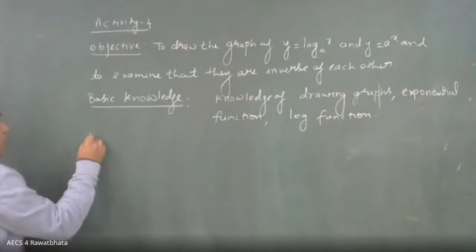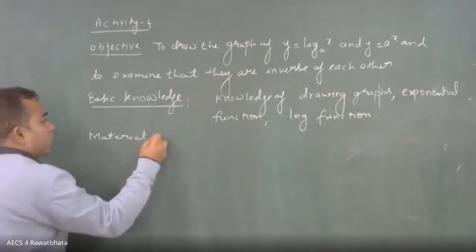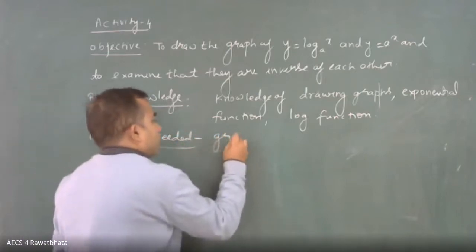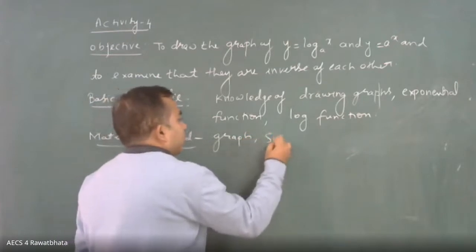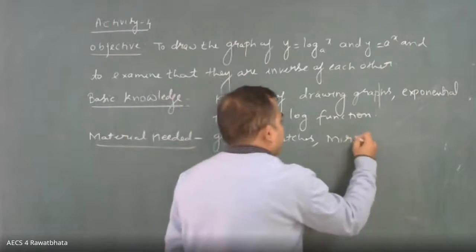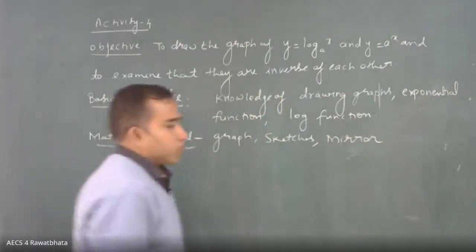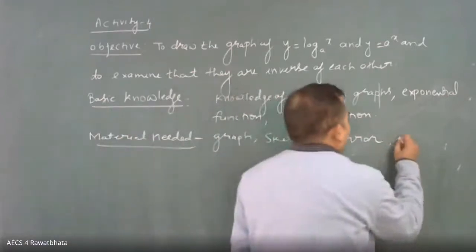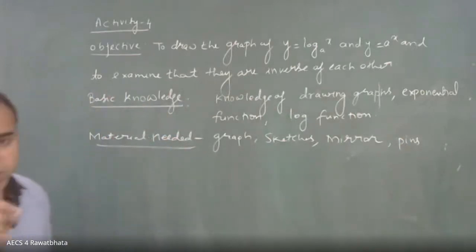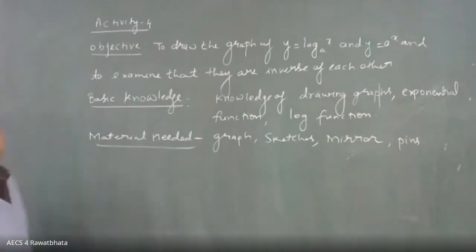Now material needed. You don't need any specific material, you only need some graph paper, you need color sketches, you need a mirror to examine whether they are inverses of each other or not. More, if you want, you can take pins to plot the solution. If you show it by pin, it looks fancy, that much only, nothing extra.